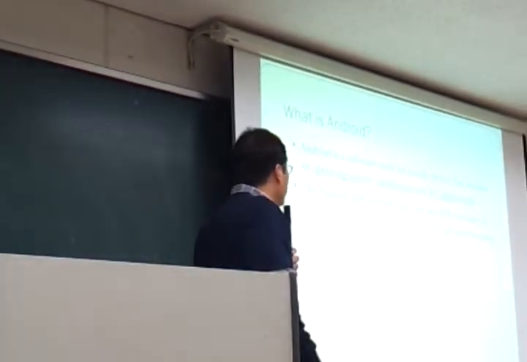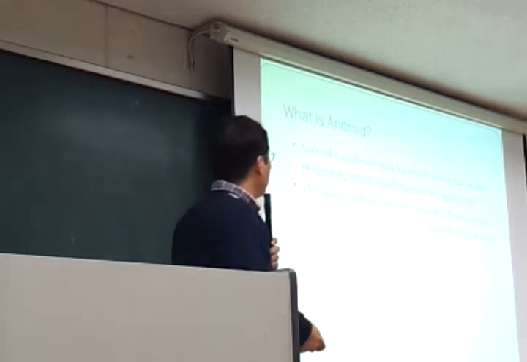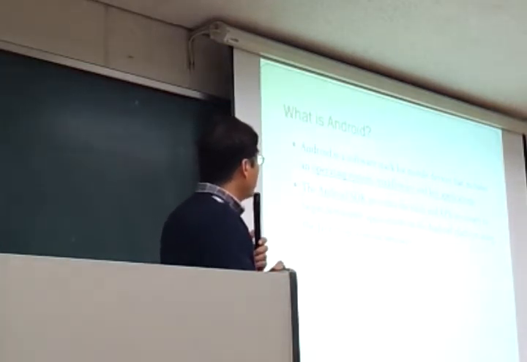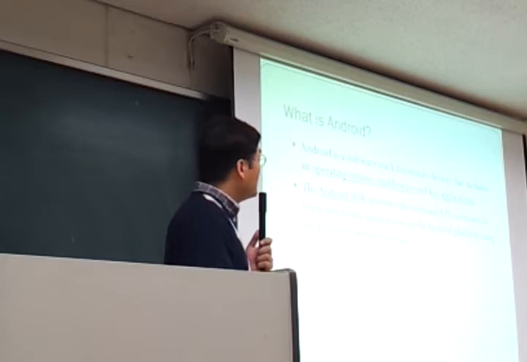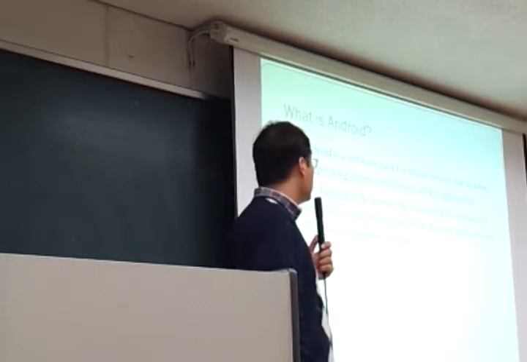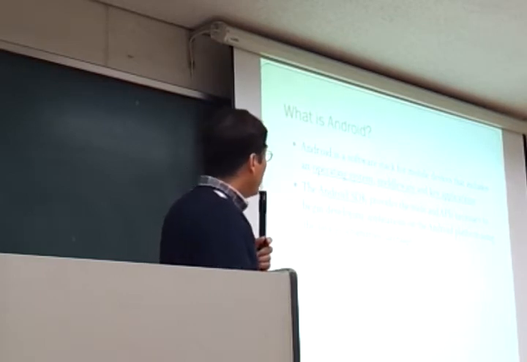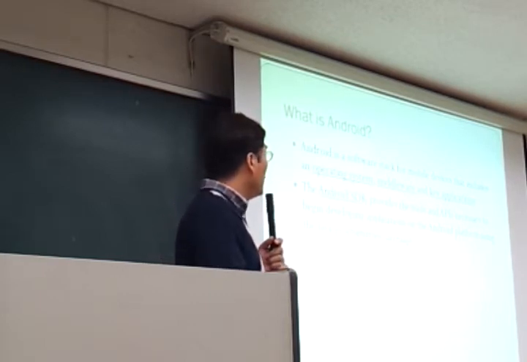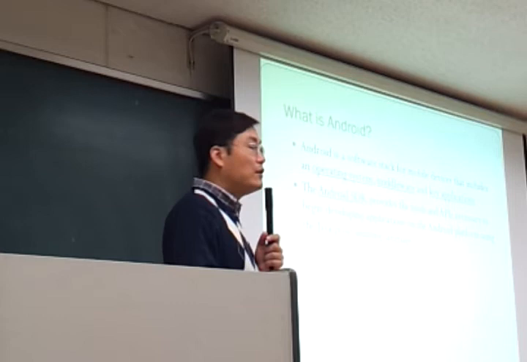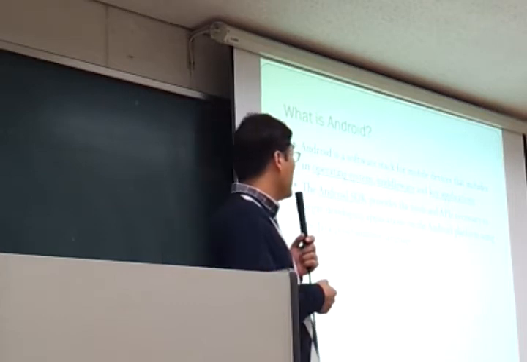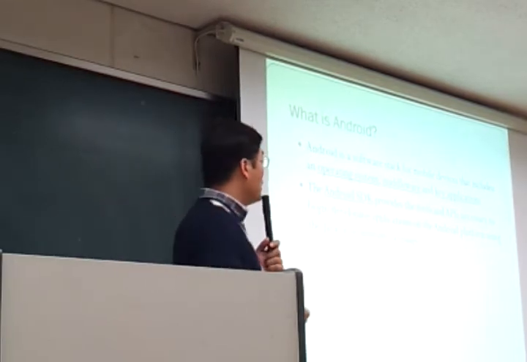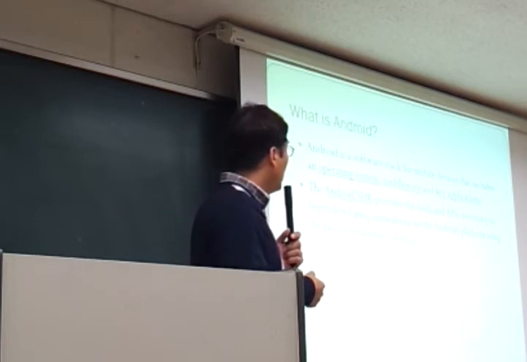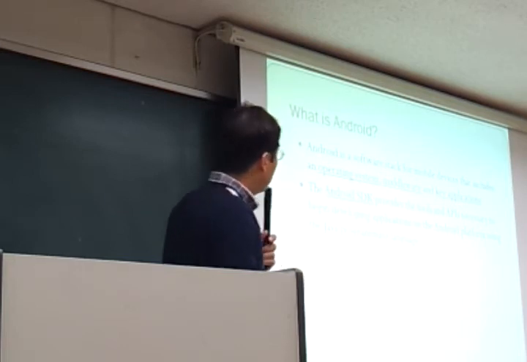What is Android? Of course, everybody probably knows what an Android is. It's an operating system. It's a software stack for mobile devices that includes operating system, middleware, and some key applications. So we'll look at this software stack. The Android SDK, there's a software development kit, and this Android SDK provides the tools and APIs that you'll need to develop applications on the Android platform using the Java programming language. So when you want to create an Android application, of course you'll have to have the Java language installed, but also the Android SDK.